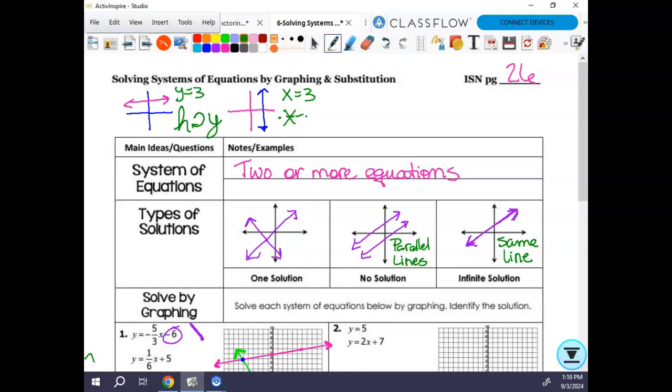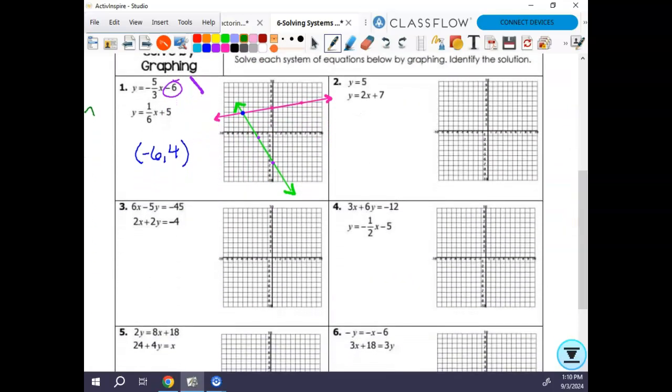All right, let's go back here and graph this then. y equals 5. I'm going to go to 1, 2, 3, 4, 5. It's just a horizontal line at 5. Then I'm going to plot this one. My y-intercept is at 7, then my slope is up 2 over 1. And then you draw that in to the best of your ability. And there's your point right there. That's at -2, 5. What questions you got?